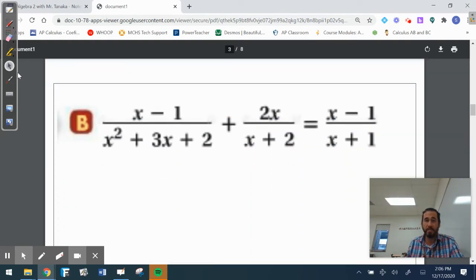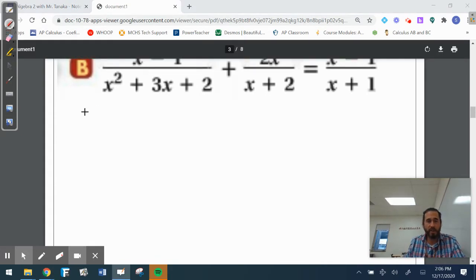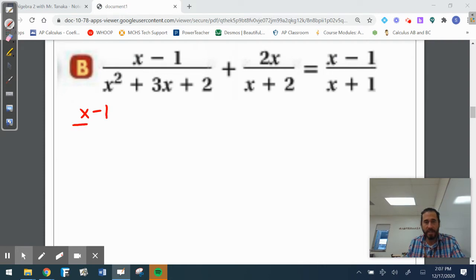All right, let's check out this bad boy. This guy looks involved. Remember, what's the first step? First step is to factor this stuff. So I've got my quadratic here. And if I factor that, I can do it the super duper fast way because of the 1, a 2 and a 3, is a 2 and a 1. x minus, x plus 2, x plus 1.